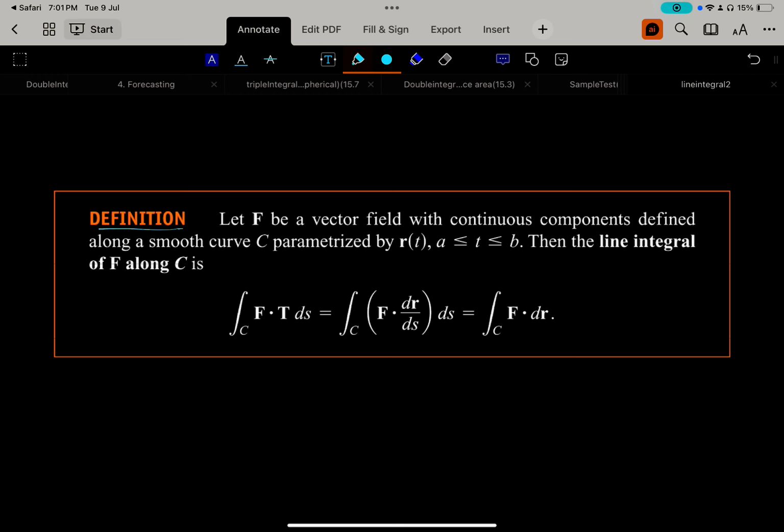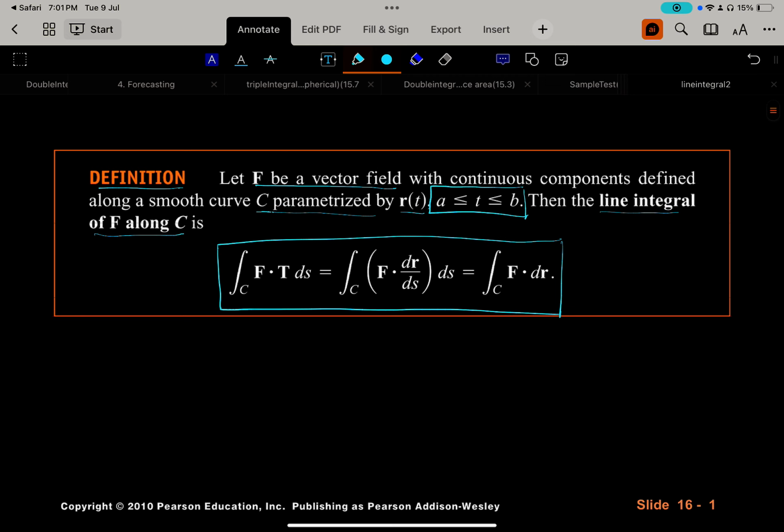So let F be a vector field with continuous components defined along a smooth curve C parameterized by r of t, where t is bigger than or equal to a and smaller than or equal to b. Then the line integral of F along the curve C is defined by this. And so what is this?